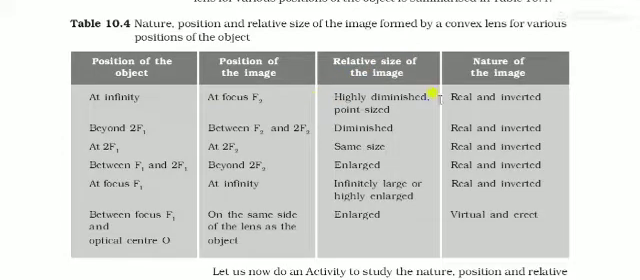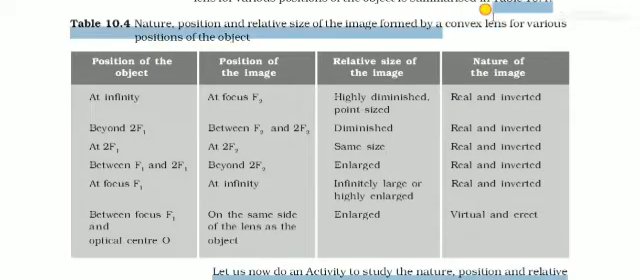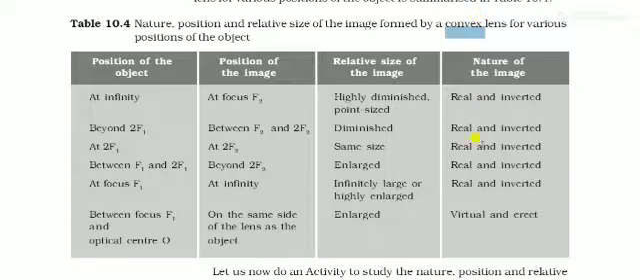So this is the column for the size of the image, and then the nature, either real or inverted. See here, in 1, 2, 3, 4, 5, in 5 cases the image is real in case of convex lenses. In case of convex lens, the image is real for the 5 cases, but in the last case the image is virtual and erect.